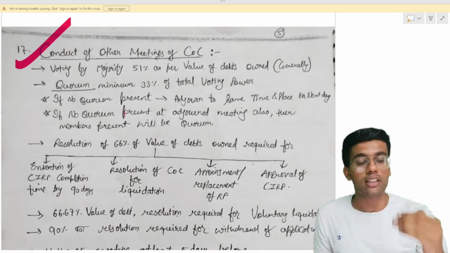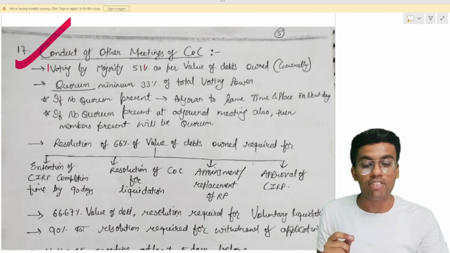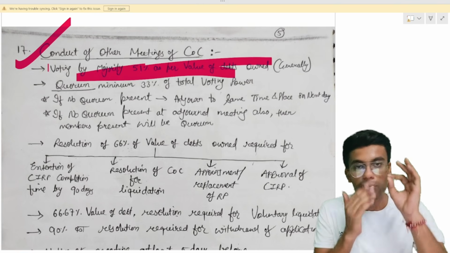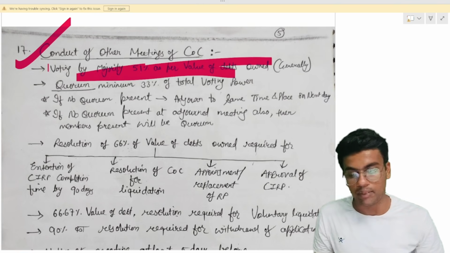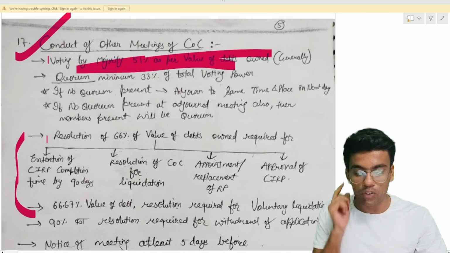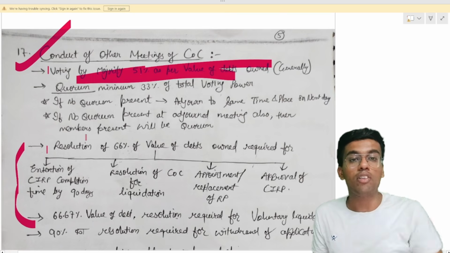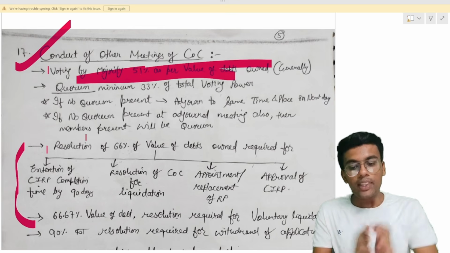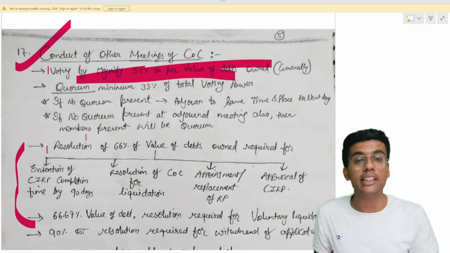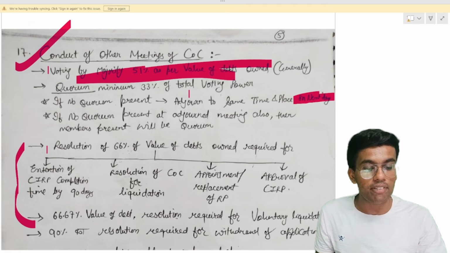Now, what is the voting percentage to pass a resolution? We are going to study that. Voting is by majority, 50% or more, as per the value of the debt owed, generally. Generally, more than 50% passes a resolution, then it is accepted. We are going to discuss important voting percentages over here. Before this, let us finish the quorum part. For quorum, a minimum of 30% of the total voting power should be present to have a valid quorum in the meeting. If no quorum is present, then the meeting is to be adjourned to the same time and place on the next day. Please be very careful with this.